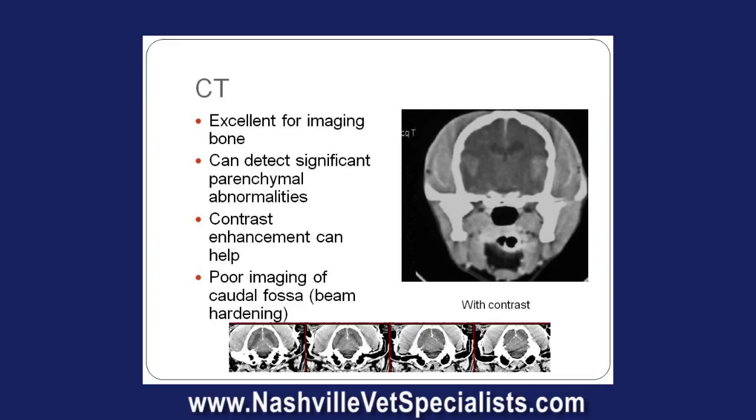And this is just an example of two cases here. Again, this is a dog that you could potentially mistake this for a lesion. This was just all artifacts. You can see the streaking. And again, over here, you can see all this streaking. So these are cases that have primarily brainstem signs are not going to benefit from a CT. They really need an MRI.